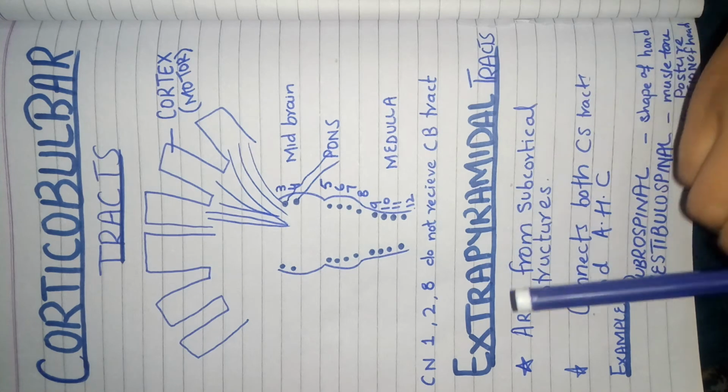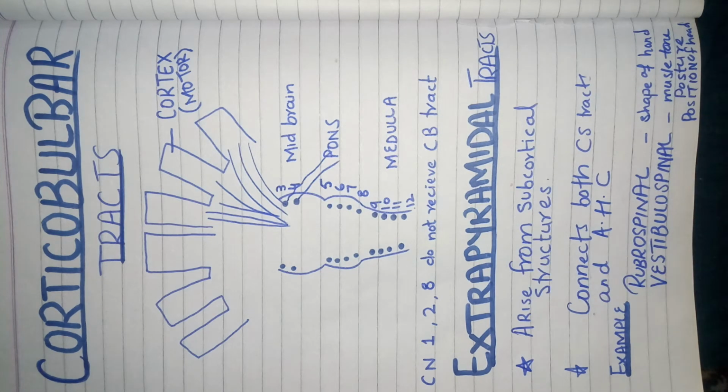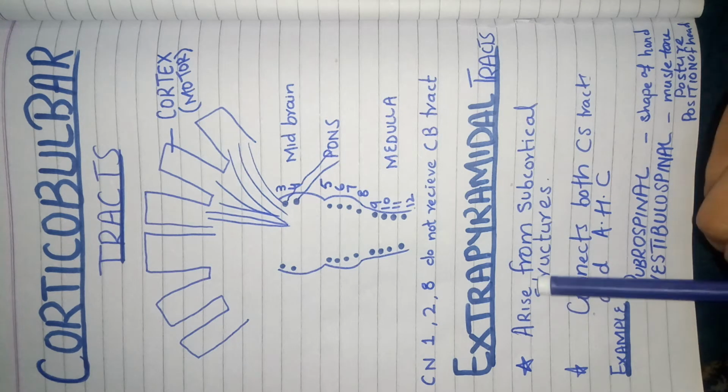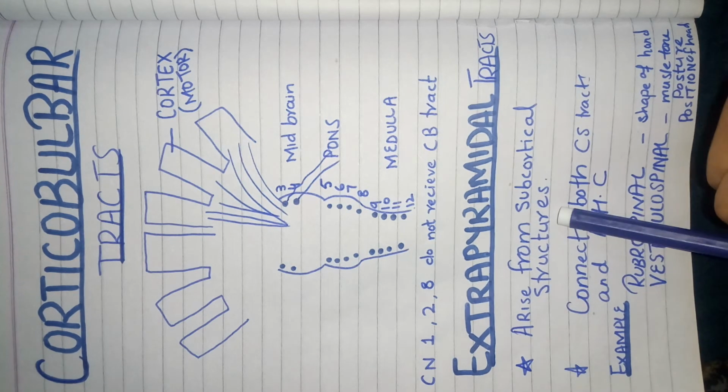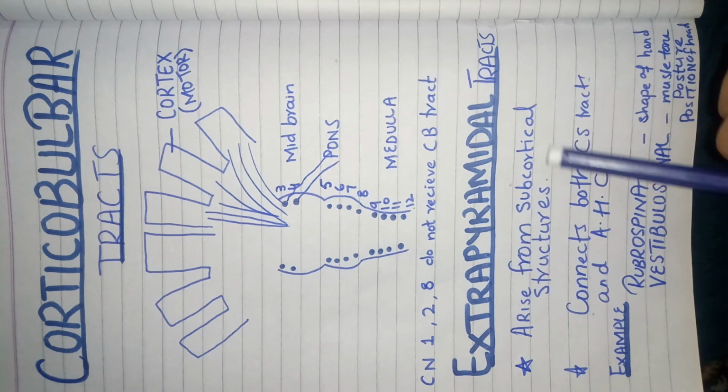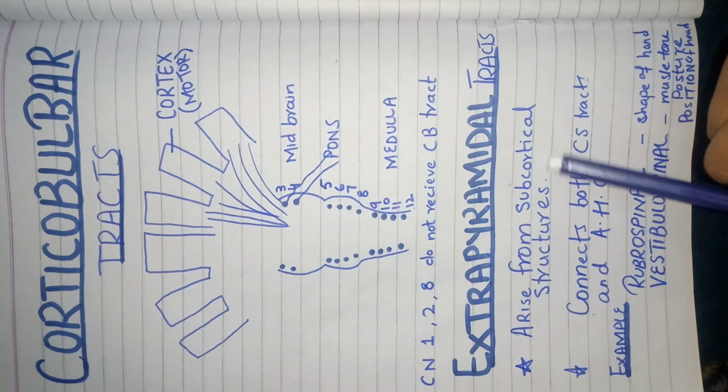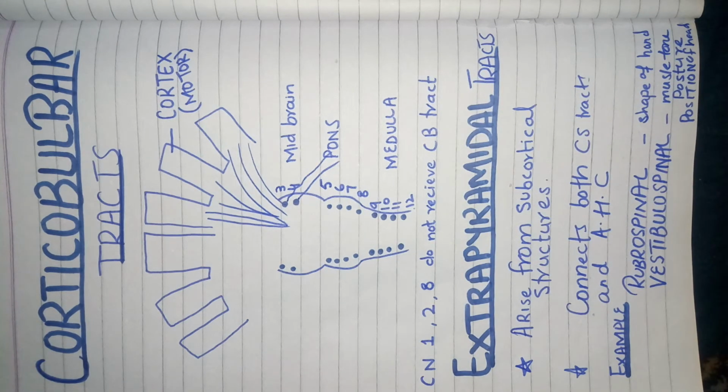Extrapyramidal tracts do not arise from the cortex; they arise from structures lying below the cortex. I'm not going into the detail of those structures. I'm giving a collective name: they arise from the subcortical structures. Subcortical means the structures which lie below the cortex. They do not arise from the cortex.